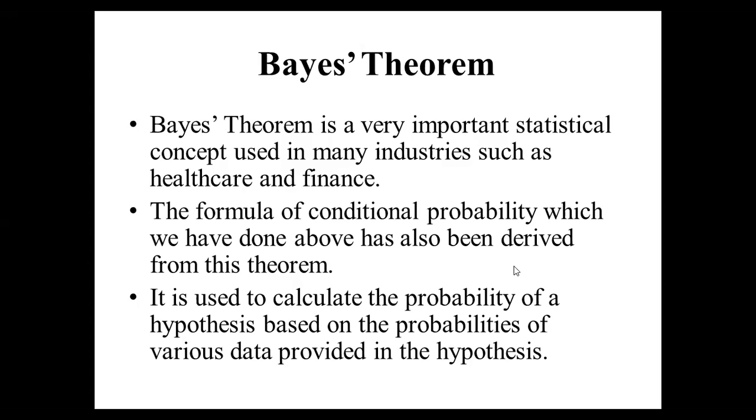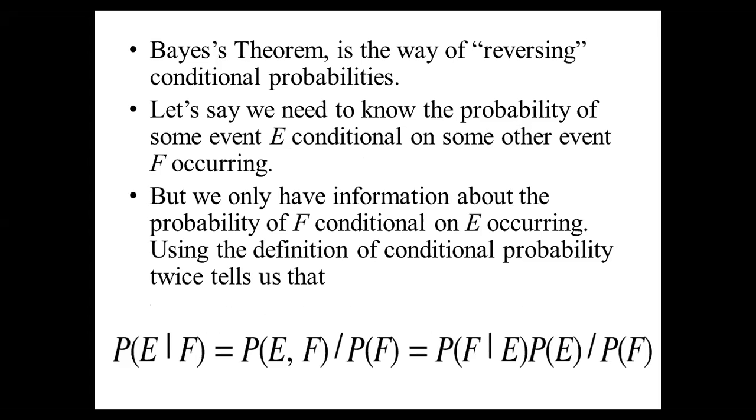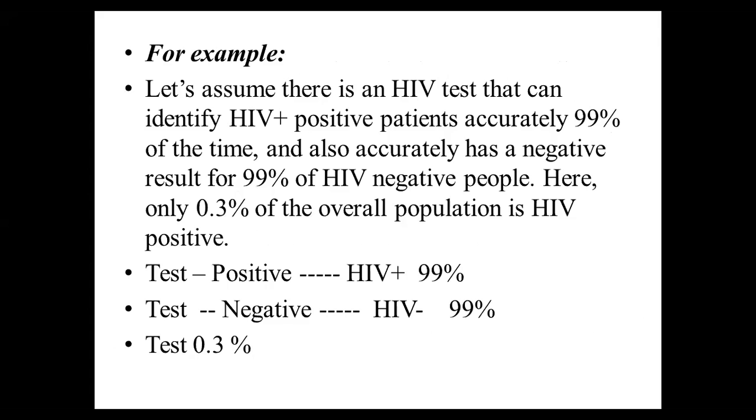Next, we have seen the Bayes theorem. Here we are going for the probability of a hypothesis based on the various data. In the case of Bayes theorem, we are reversing the conditional probabilities. Reversing means that here we have seen the example of HIV positive cases. Even if there is a test that will give 99% accurate results for positive people as well as 99% for negative people.